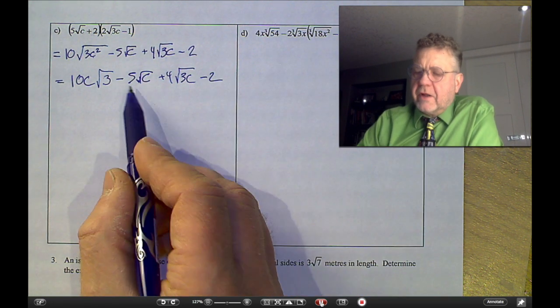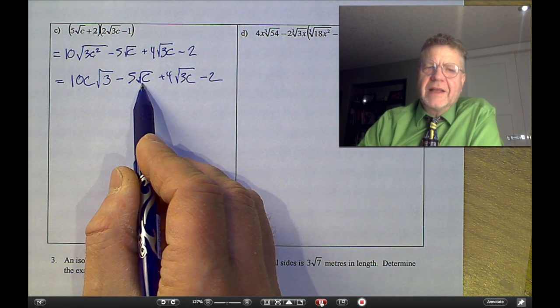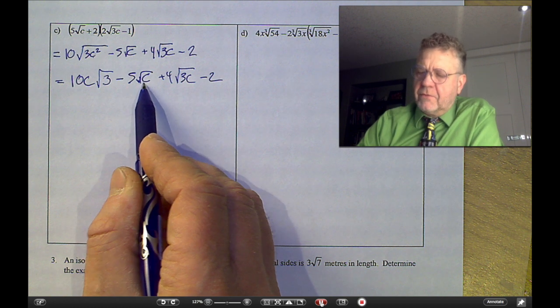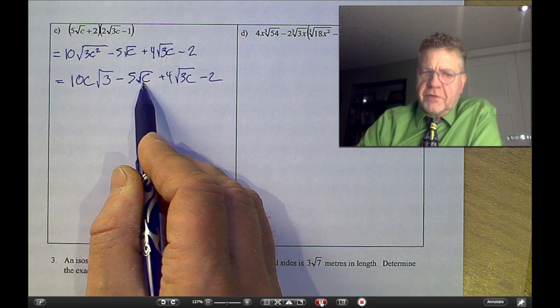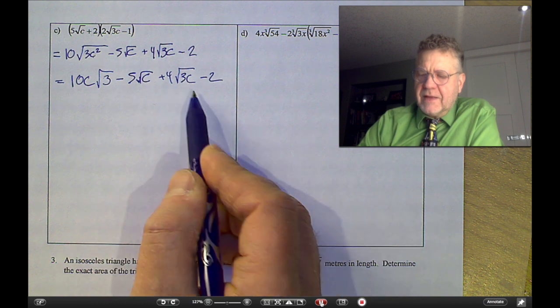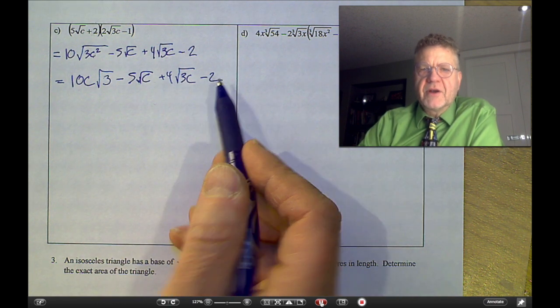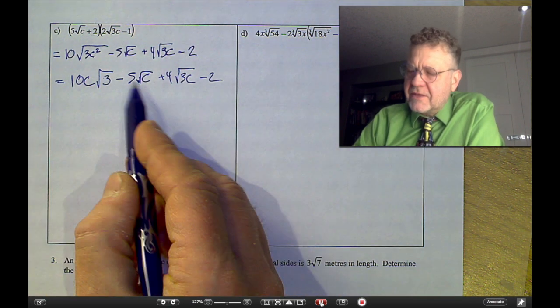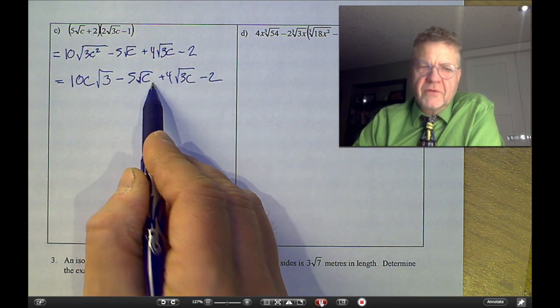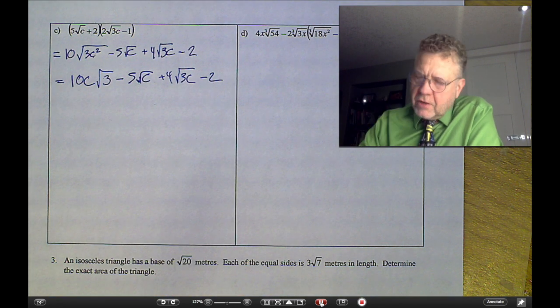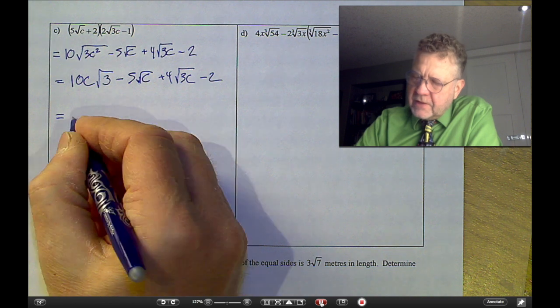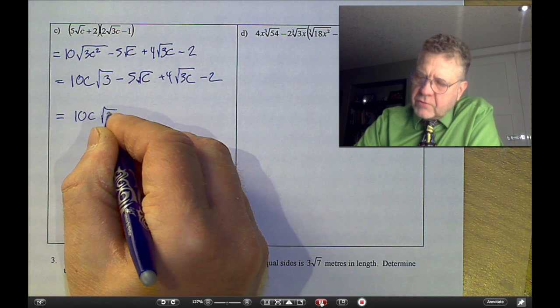Look, you're going to want to do something. I know some of you just ate, and look at that: square root, root C, and root 3C. They're not the same. There's nothing you can do to combine or simplify that. It is what it is. The final answer is 10C square root 3.